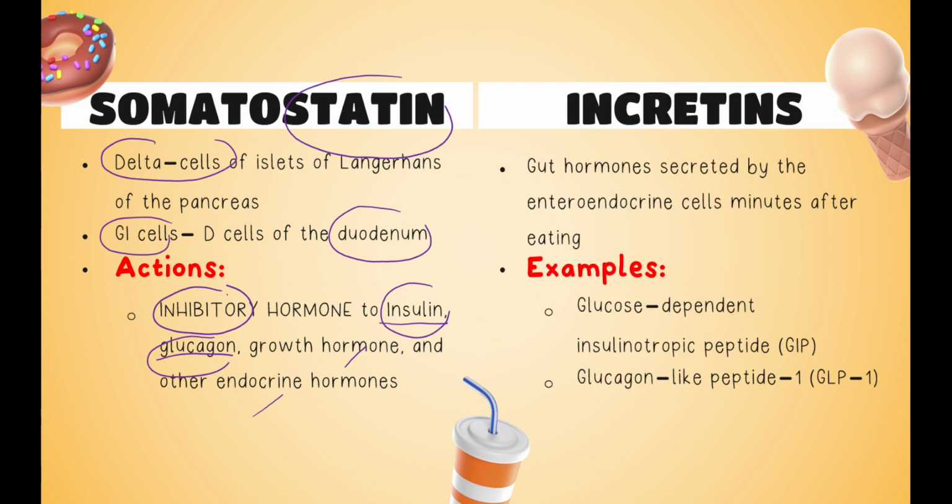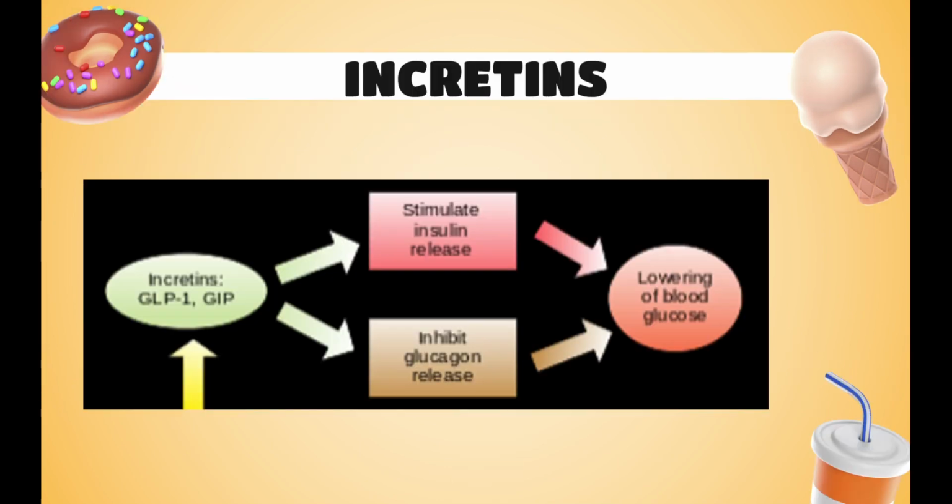How about your incretins? Incretins are gut hormones secreted by your enteroendocrine cells. It is secreted minutes after eating, and these are examples of your incretins. These are specific names of your incretins. So you have your glucose-dependent insulinotropic peptide, and you also have your glucagon-like peptide. Now, what is the role of your incretin? Remember that incretin is under the lowering of your blood glucose level. And if you could still recall, di ba na-mention ko po na indirectly lowering your glucose level.